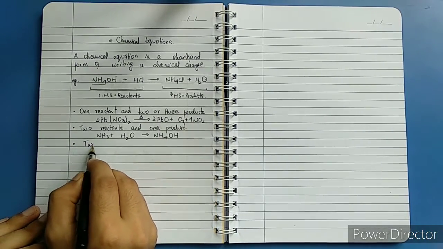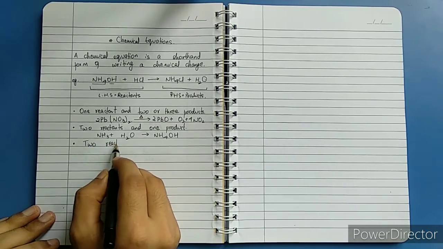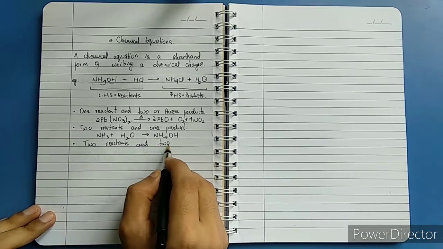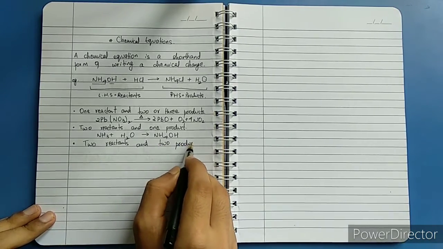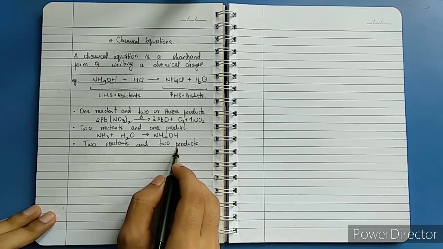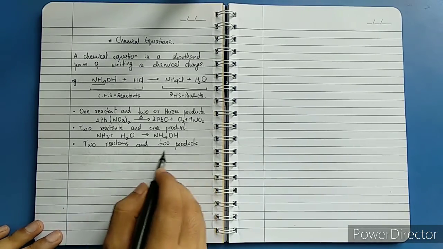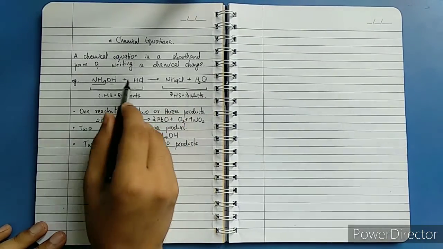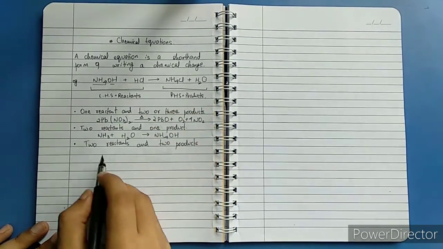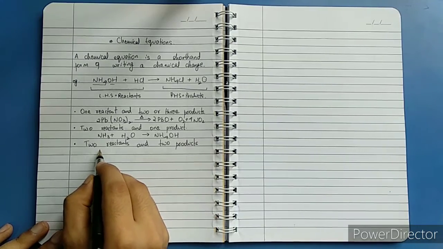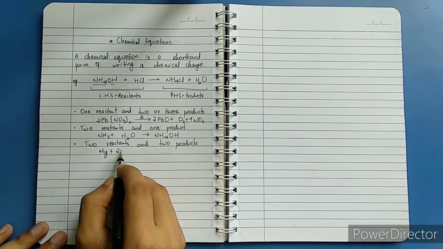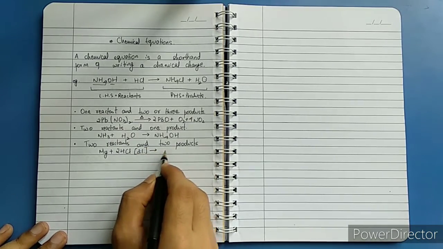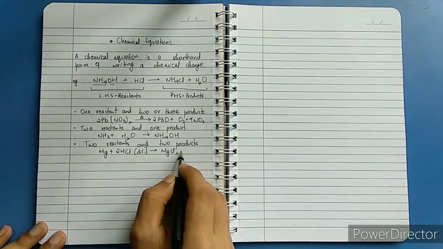Next is 2 reactants and 2 products. This one can be of different types of reactions. I'll not talk about this right now. Just like this example, this is also an example where 2 reactants are reacting to form 2 products. Another example we can take is Mg plus 2 HCl, which is dilute, to give MgCl2 plus H2.